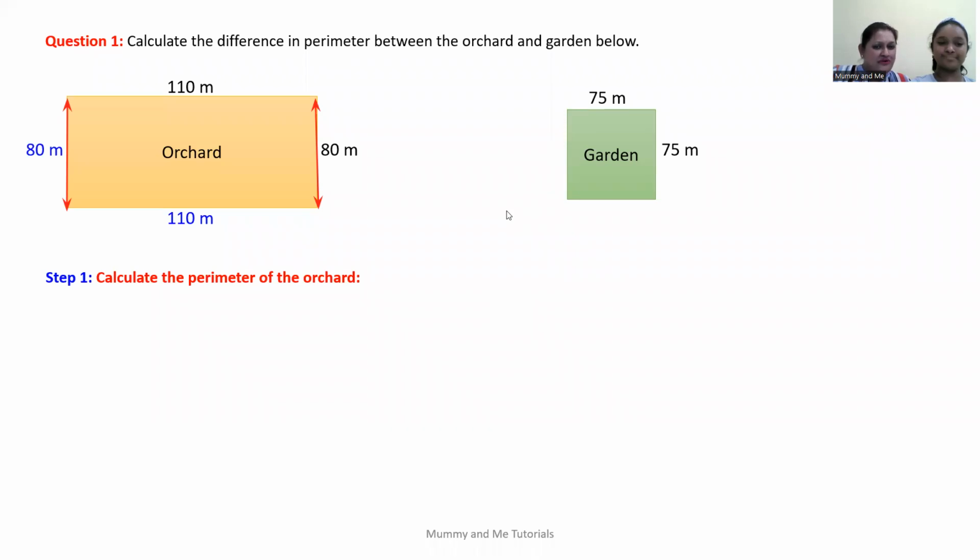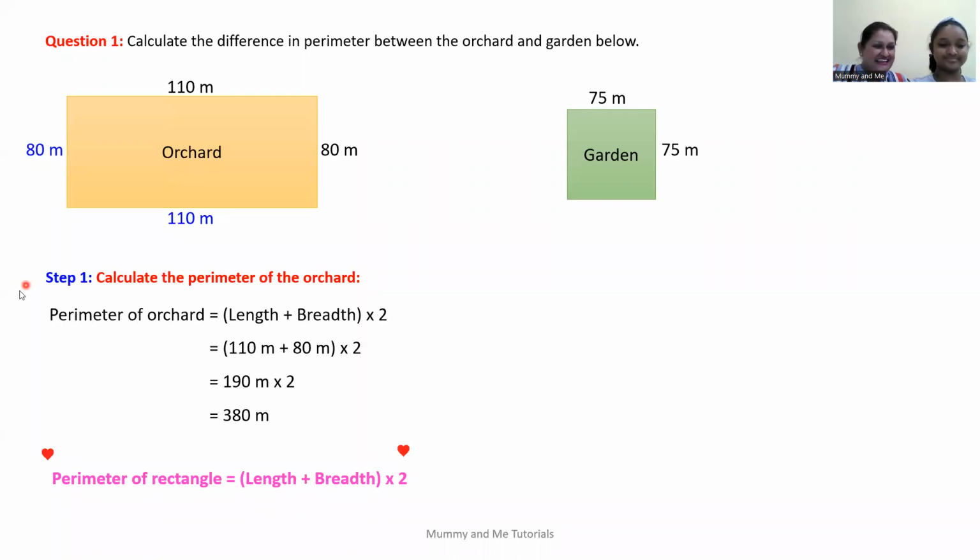What exactly is perimeter? Perimeter is equal to the distance around. Distance around this orchard? Yes. So if I have to calculate the distance around this orchard, will that be 110 meters plus 80 meters plus 110 meters plus 80 meters? So can we say that the perimeter of a rectangle equals length plus breadth, multiplied by 2? Yes, that is the formula for calculating the perimeter of a rectangle, which we should learn by heart.